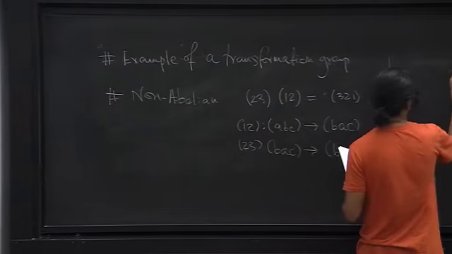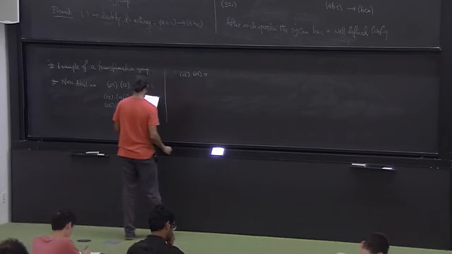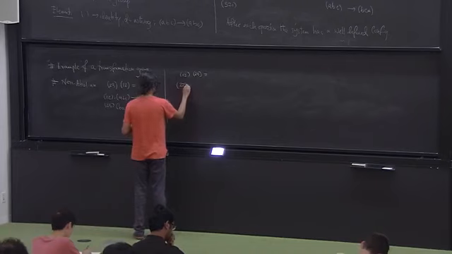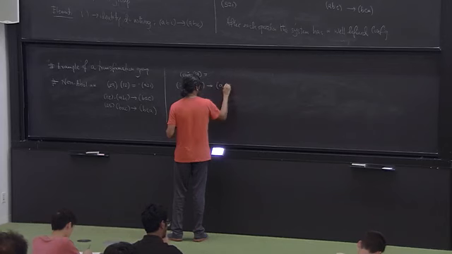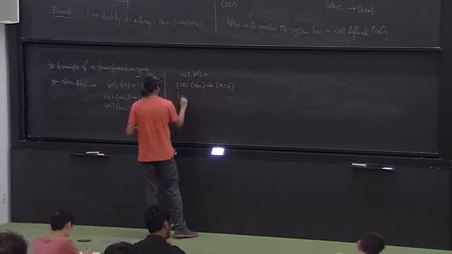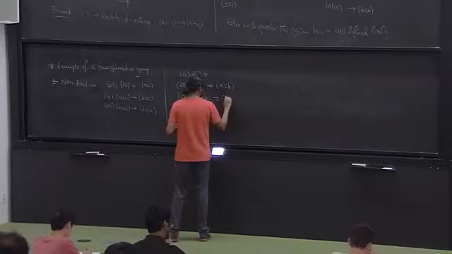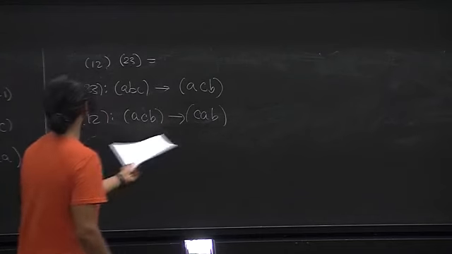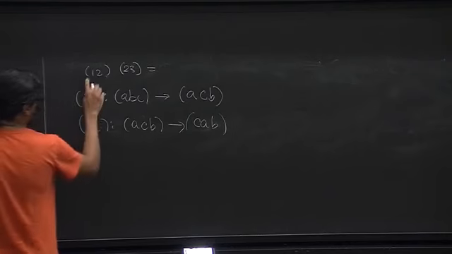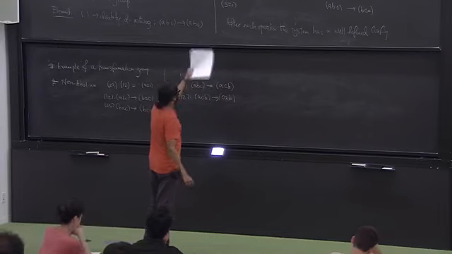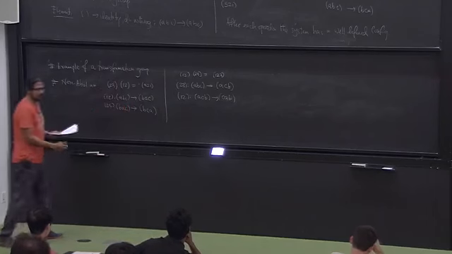Now what if I apply (2 3) first and then (1 2)? Well, let's see. (2 3) acting on ABC should give me ACB, and then (1 2) acting on ACB should give me CAB, which is not equal to BCA. And so we conclude that (1 2) times (2 3) is not (2 3) times (1 2). So we have shown that this is a non-abelian group.